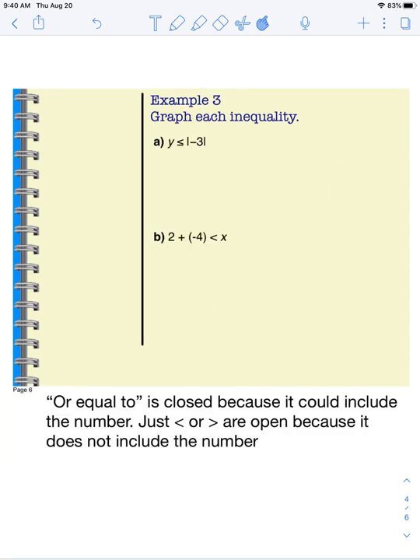All right, and now we're going to graph each inequality. So y is less than or equal to the absolute value of -3. We're going to solve that first. So the absolute value of -3 is positive 3. So when I graph this, I'm actually going to be graphing y is less than or equal to 3.